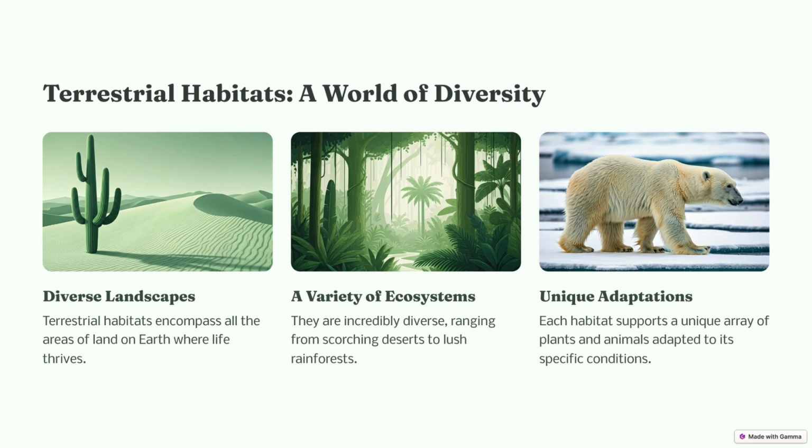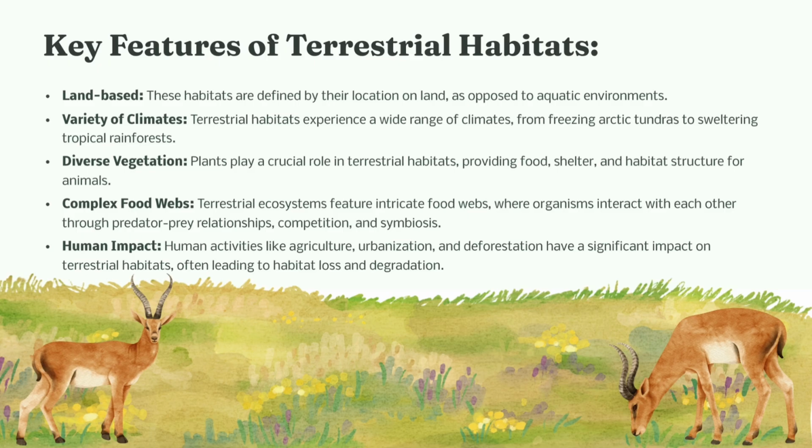Terrestrial habitats encompass all the areas of land on Earth where life thrives. A variety of ecosystems, they are incredibly diverse, ranging from scorching deserts to lush rainforests. And unique adaptations. Each habitat supports a unique array of plants and animals adapted to its specific conditions.